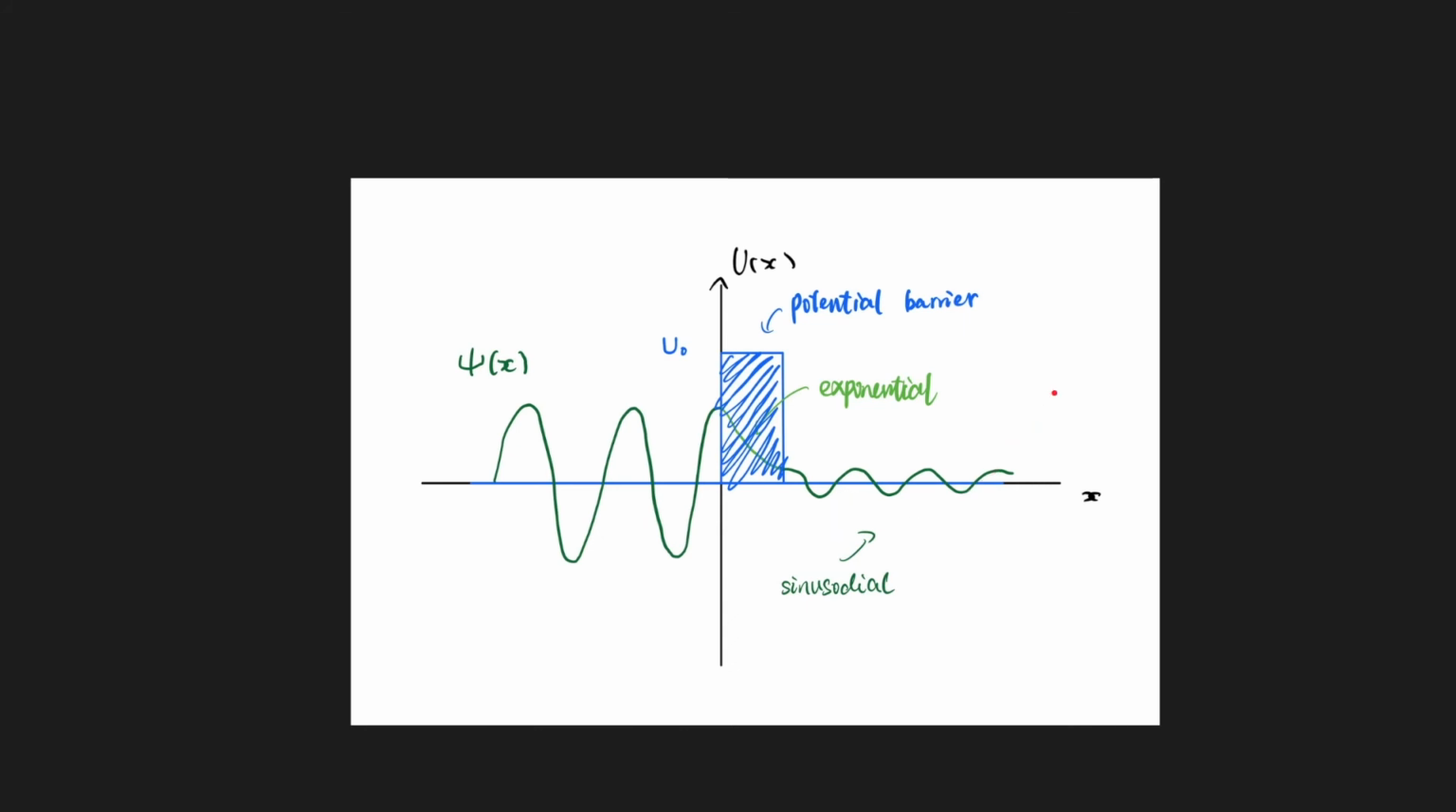And then here, where there is no potential again, the wave function will be sinusoidal again. Now we know that the probability of finding a particle is described by the modulus squared of the wave function. So this means there is a small chance of finding the particle on this side of the potential, despite the particle having less energy than the potential. This is quantum tunneling.